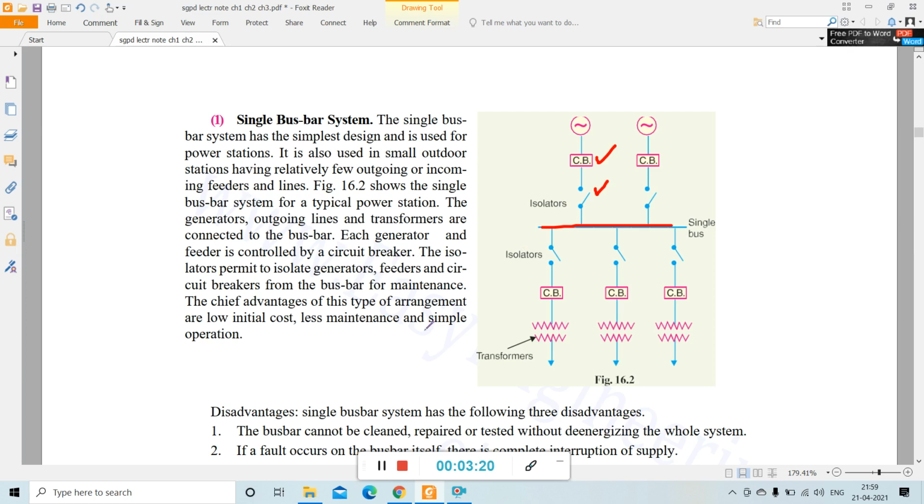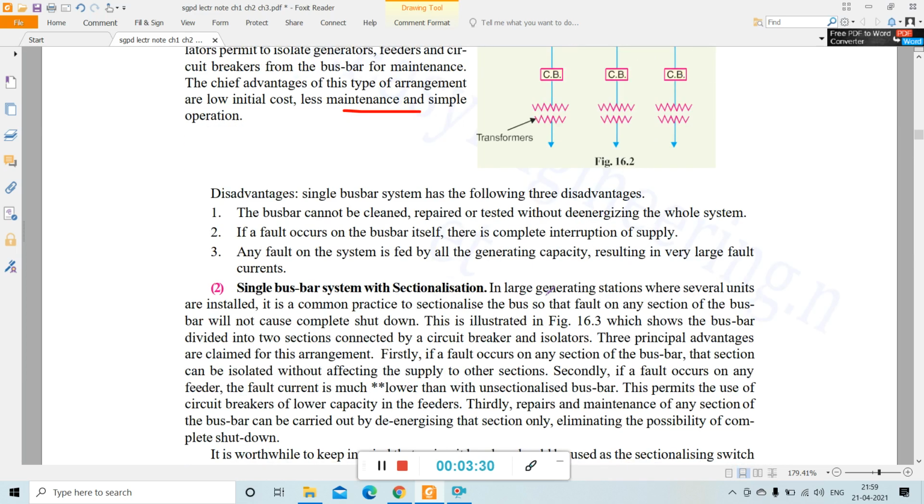Here it requires less maintenance and it is simple in operation. But what are the disadvantages of this type of arrangement? The bus bar cannot be cleaned, repaired or tested without de-energizing the whole system. So if a fault occurs on the bus bar itself, there is complete interruption of supply. Also, any fault on the system is fed by all the generating capacity, resulting in very large current.